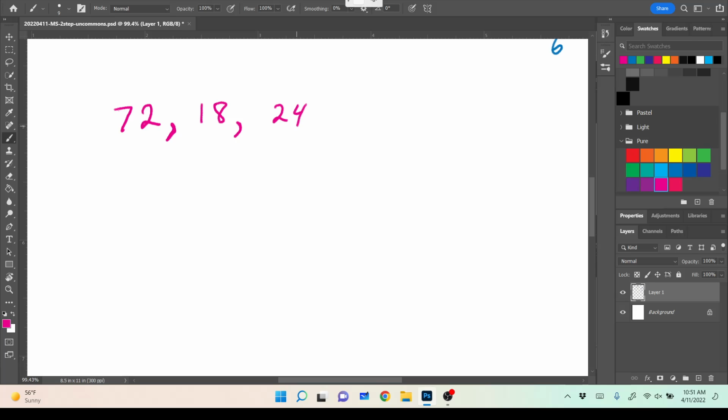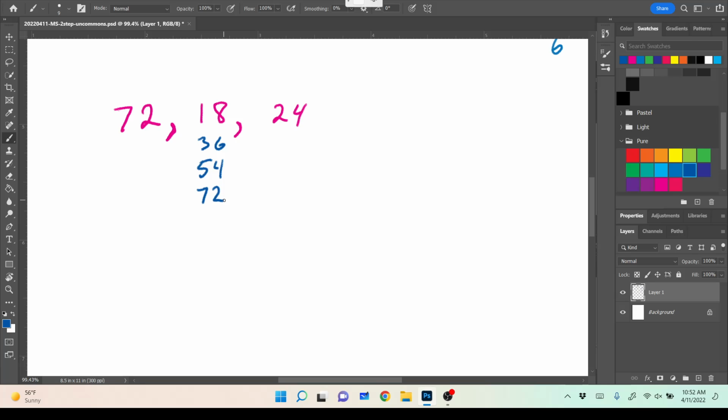So let's do multiples of 18. Use scratch paper if and when you need to. What's 18 times 2? Scratch paper, please. 36. That's not 72. 18 times 3. 54. 18 times 4. 72. Okay, so that works.